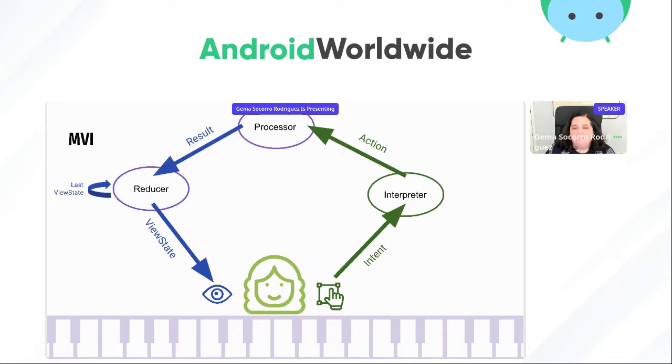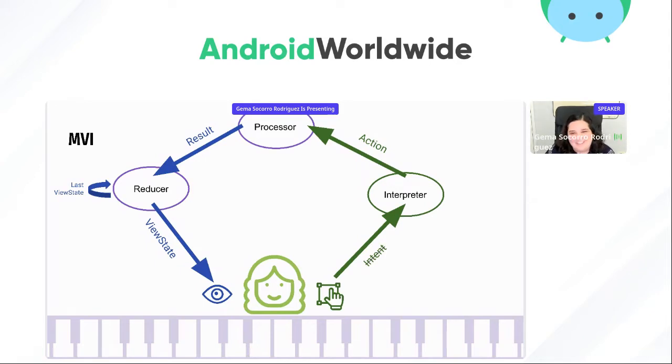We generate intents after the user does something, a tap, a gesture, whatever. They are interpreted by the interpreter, and they are mapped to an action. An action is like the domain part of the intent. We will see later what that means. Then we have the processor that will do all the magic, all the side effects. It will remove rows or records from the database. It will do the request to the service, whatever we have to do. And then it will return a result, which will be processed in the reducer using the last view state to generate a new view state.